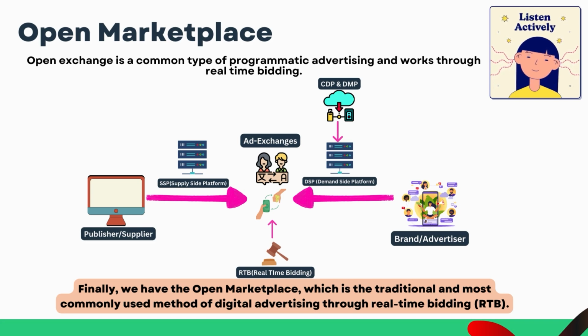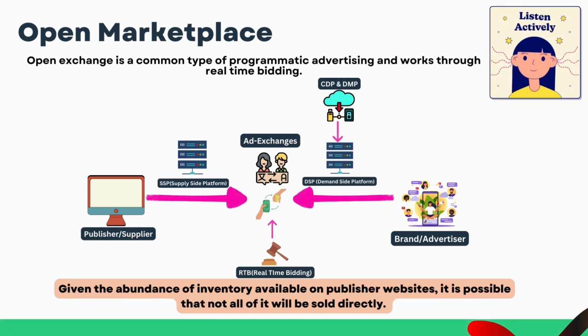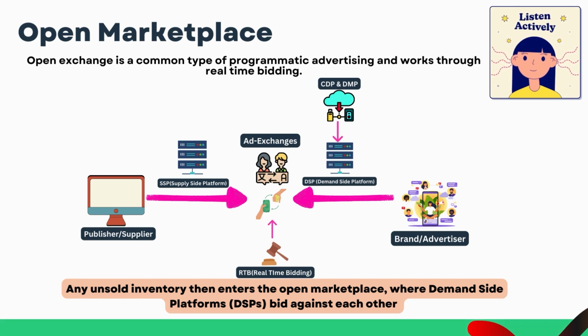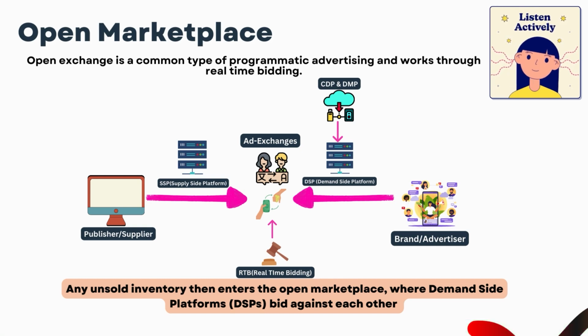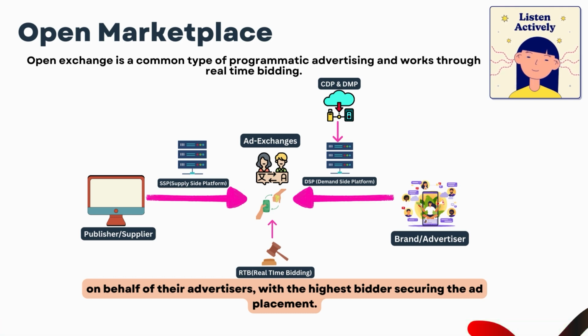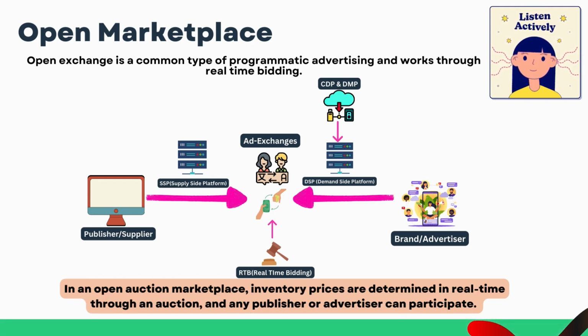Finally, we have the open marketplace, which is the traditional and most commonly used method of digital advertising through real-time bidding, RTB. Given the abundance of inventory available on publisher websites, it is possible that not all of it will be sold directly. Any unsold inventory then enters the open marketplace, where demand-side platforms, DSPs, bid against each other on behalf of their advertisers, with the highest bidder securing the ad placement.